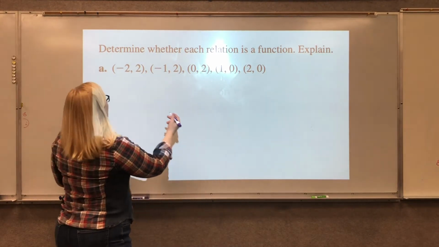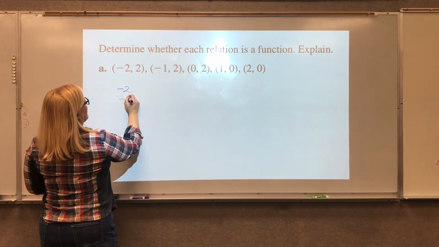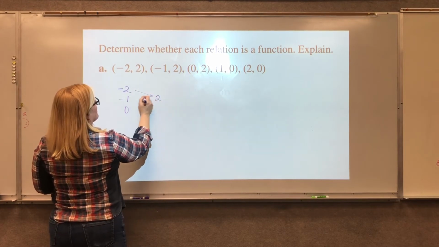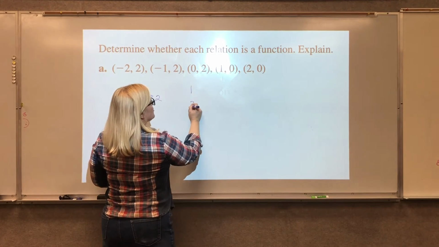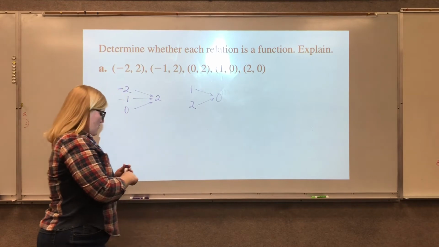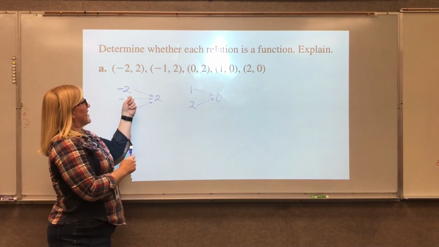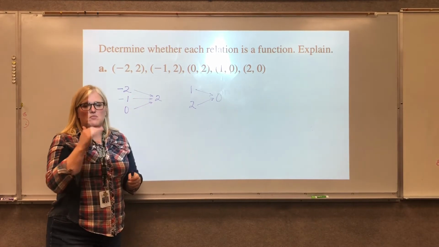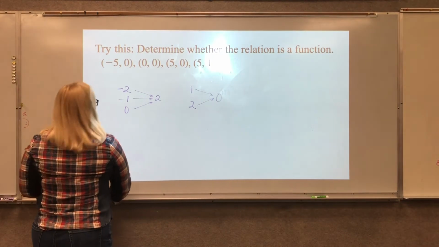If we wrote this in another way, we could write -2, -1, and 0 all go to 2. And over here I have 0 and 2, and they both go to 0. But like I said, it's okay for them all to go to the same thing. It's like the buttons on a soda machine giving you the same soda. Okay, but let's look at this one.